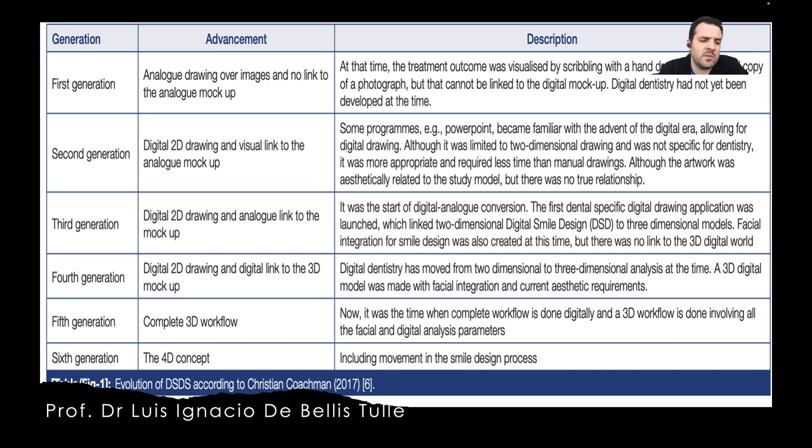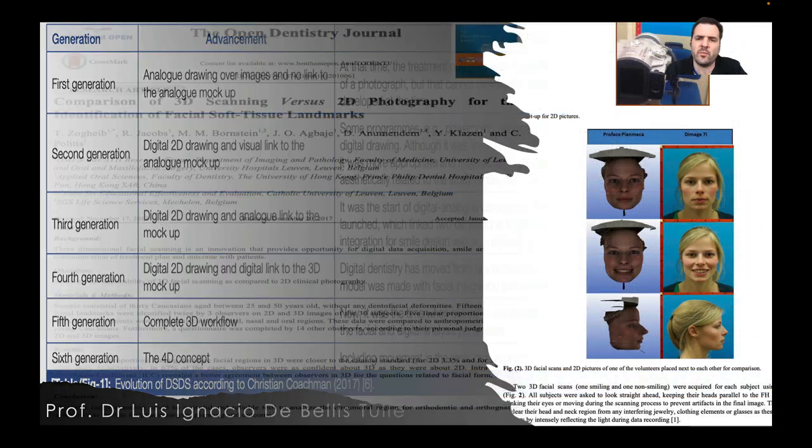And nowadays we are in the sixth generation, and that's the 4D concept. We are getting movements into our 3D scans, and that's awesome because we don't need to have our patient sitting beside us and checking our mock-ups in the patient. We can do almost everything virtually and then just print it, try it, and if we have to make adjustments, they are going to be extremely little. So that's been a great improvement.